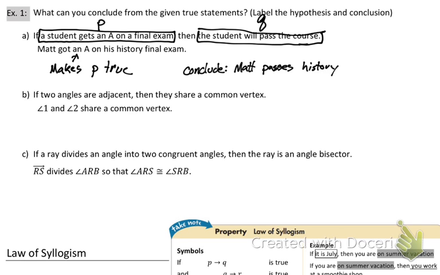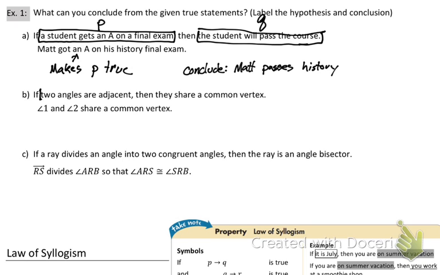So if there's a concrete example that makes the hypothesis true, then the conclusion will follow for them. That's the law of detachment. That we're detaching these two statements, we're making it true, and we're seeing if the other part is true too. So our next thing says, if two angles are adjacent, then they share a common vertex. If two angles are adjacent, do they have to share a vertex? Yes. Yeah, that's the definition of being adjacent. Adjacent, the first thing we said was they share a vertex and a ray. So if you are adjacent angle, then you must have a common vertex. So this is a true statement.